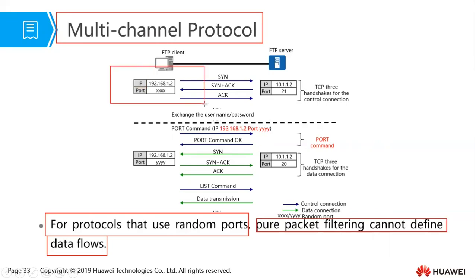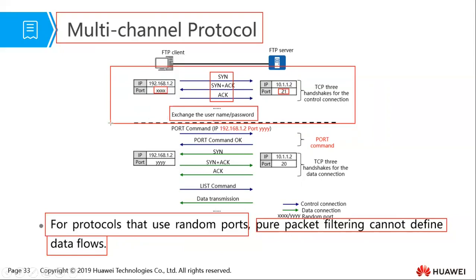So for example here in FTP, the first part is what we call the control connection, where they're trying to establish a connection. They do the three-way handshake and also do authentication. So during this particular part, when the client wants to connect, the server usually listens on port 21, FTP port 21, but the client will automatically generate a random port number, for example, XXXX, like that.